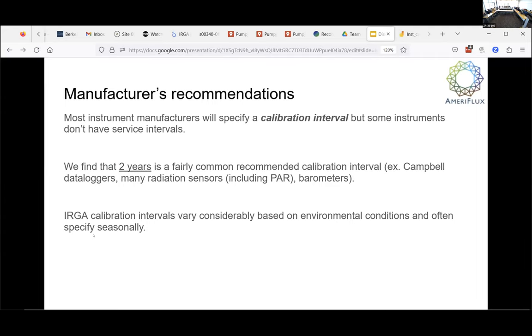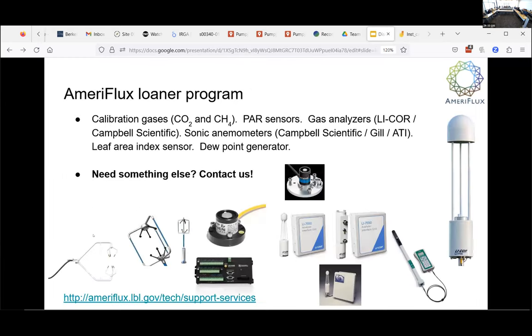Oh, and then there's the manufacturer's recommendation, right? Calibration interval: we find for most sensors 2 years is a good interval to calibrate. And for the gas analyzers, it's a bit different. It's based on environmental conditions and your sites, right? So you know better than we do, because your site is very unique.